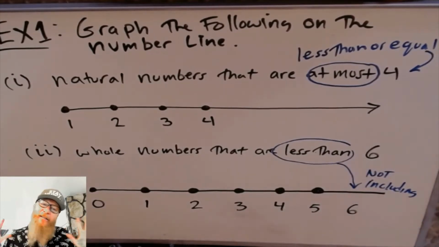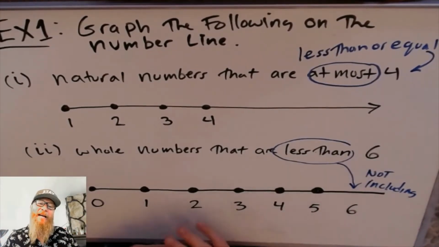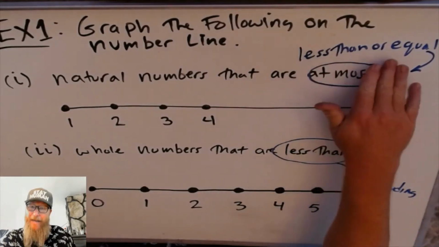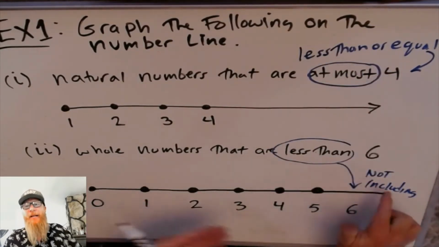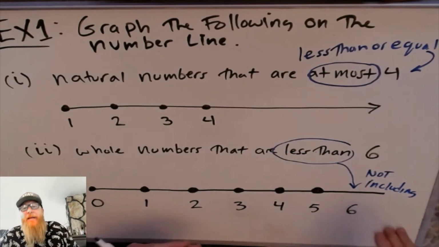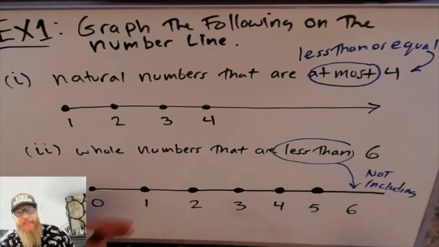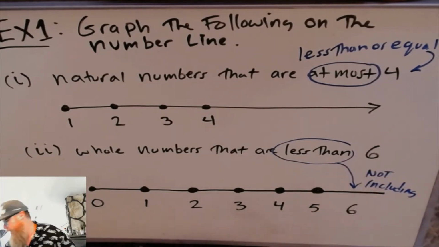Okay, so I guess the words of the day here, or at least the introduction, example 1: at most is less than or equal. Less means less than, but not including the number that's in question. So in this example, 6 is not being included. I'm not going to put a dot at 6.